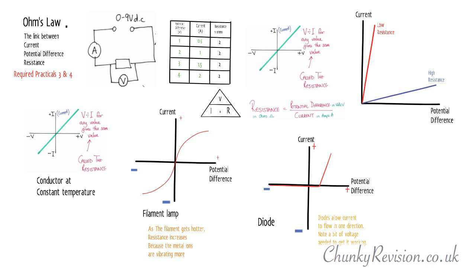Make sure you can sketch voltage versus current graphs for a conductor at constant temperature, or a filament lamp, or any conductor whose temperature changes. Make sure you know the following words as well: current, potential difference, resistance, ohms, metal ions, and diodes. But specifically, make sure you understand as to why the resistance increases as the current increases.